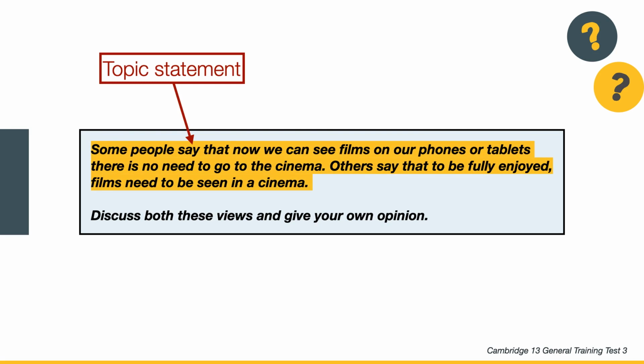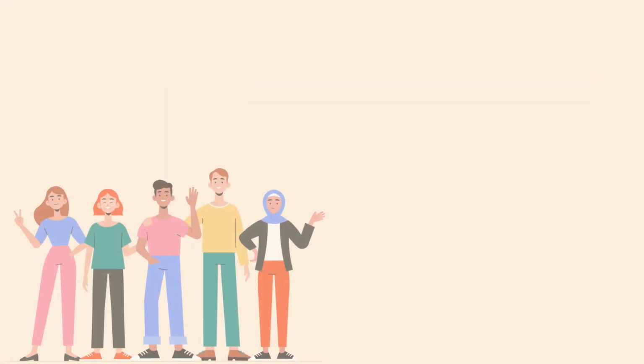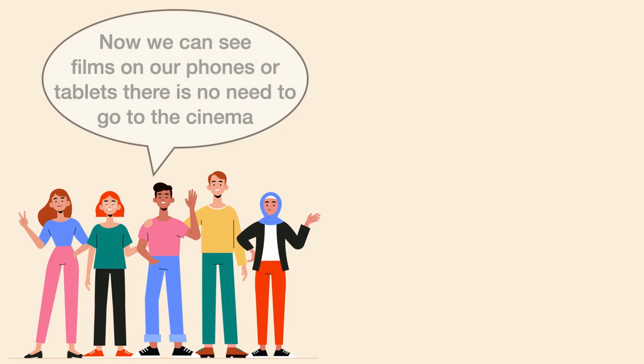Now this one is slightly different because it doesn't show the opinion of one group of people. It actually has two different opinions. So some people have this opinion and others have this particular opinion. Again, I don't know who these people are, but IELTS say that there are groups of people who think these different things. So we have the first group of people and they have this opinion.